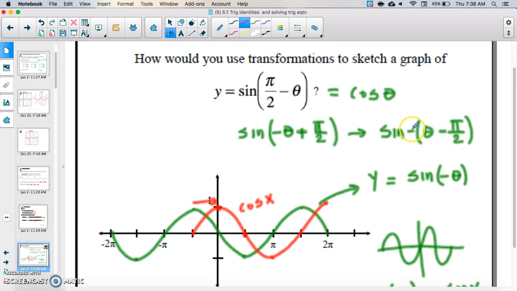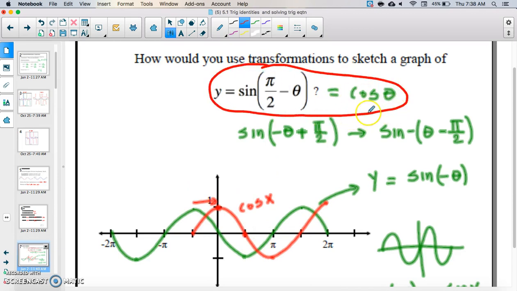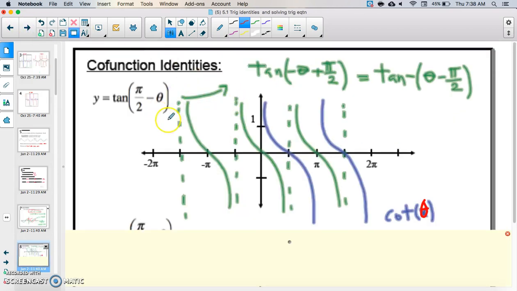So that minus is doing a reflection across the y, and the minus pi over 2 is doing a shift to the right by pi over 2. So when you do those transformations, your sine graph all of a sudden is a cosine graph. So whenever you see sine of pi over 2 minus theta or x, that's going to equal cosine. Same with tangent. If you do tangent of pi over 2 minus theta, you could do those transformations again, and it's going to turn into cotangent.